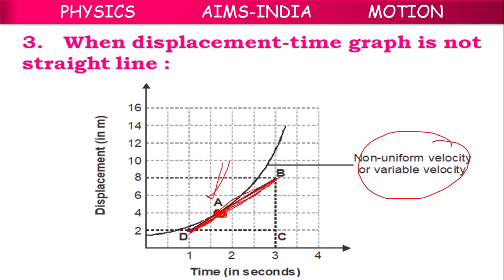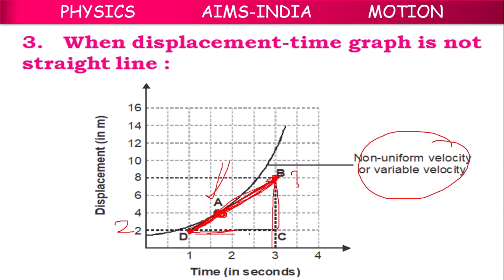This is the tangent. Suppose this is one point, B point. It is going like this. Let's take B point here, whose value is known, 3 seconds. And let's take another point here whose y value is 2, displacement is 2, time is 3 seconds.